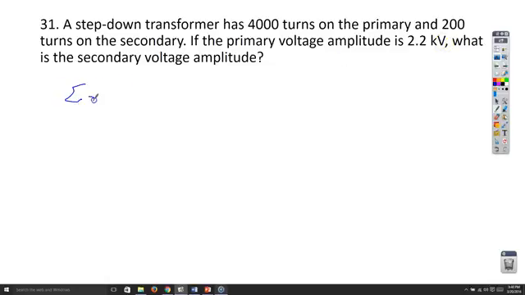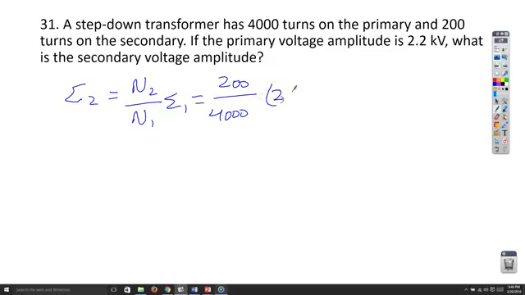To do this one, we know that the secondary EMF is equal to the secondary number of turns over the primary number of turns times the primary EMF. Secondary number of turns we said was 200, primary turns is 4,000, and we're going to multiply that times 2,200 volts. If you go through and do your math, you should get 110 volts.